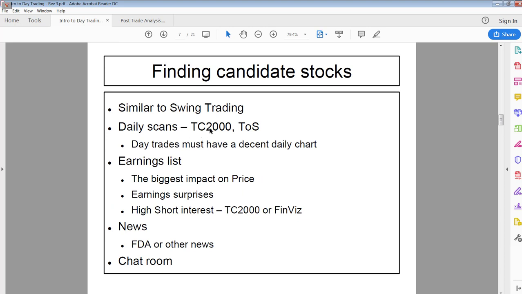Finding candidates. You know, I use TC2000, I use TOS, I use whatever broker I've got. And the big one I use for day trading is earnings list. It has the biggest impact on price, in my opinion. I look for earnings surprises and a positive surprise on high short interest to be found. You can't find it in TC2000 anymore. You can find it on FinViz or shortsqueeze.com.